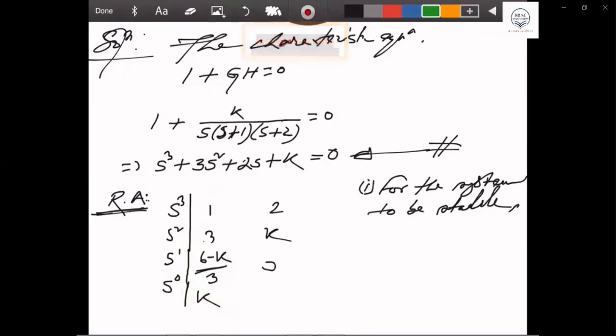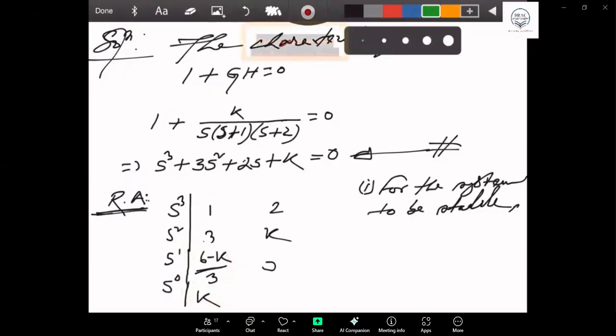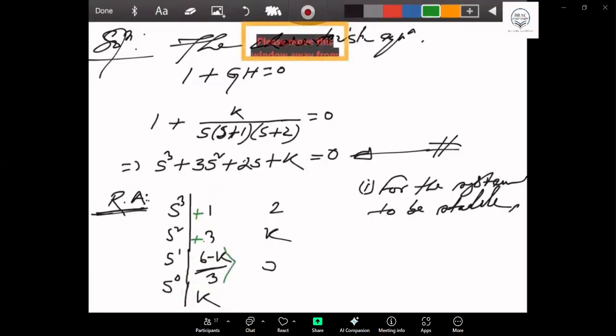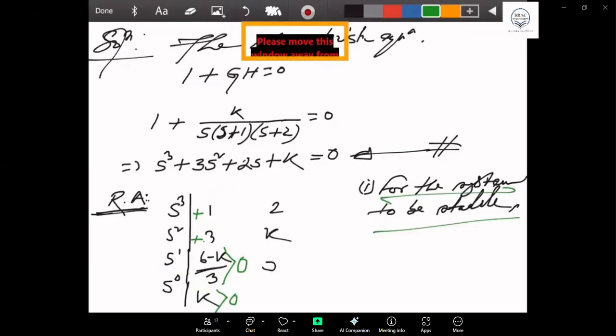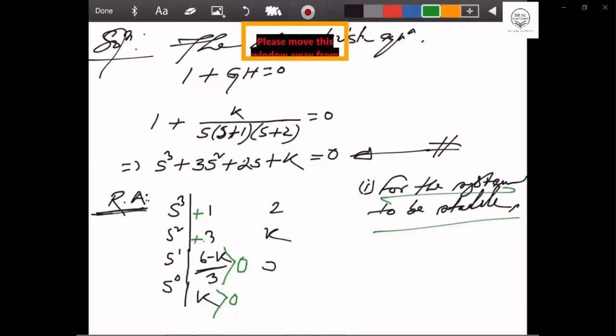So there is no credit. Now look at it. This is plus, this is plus. If this needs to be plus, then it needs to be greater than 0. So for the system to be stable, all the elements should be more than 0. The first one and second one are already more than 0, so the other one will also be more than 0. Then there will be no sign changes. All positive means no sign changes. No sign changes means no closed loop pole on the right half of the s-plane, which means the system is stable. So the stability condition is these two.